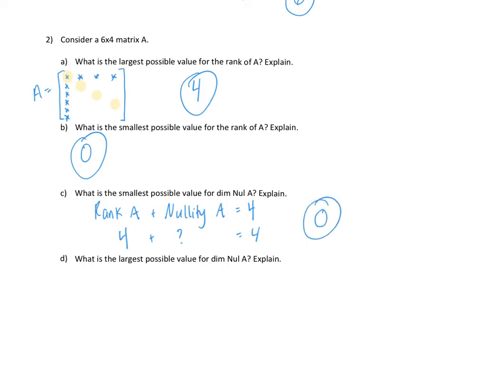And the largest possible value for the nullity happens when the rank is as small as possible. So 0 plus what is 4. So the largest possible value for the dimension of the null space is 4.